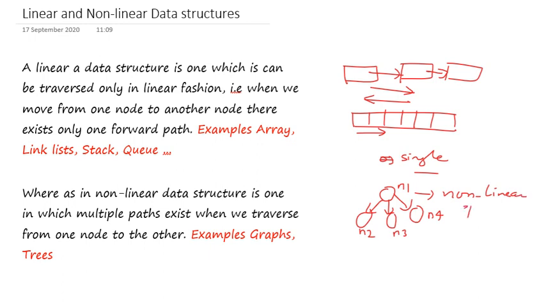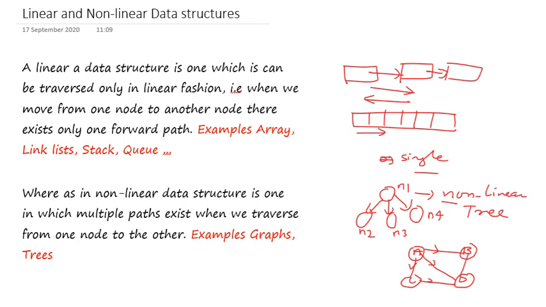So this is an example of a tree. Similarly, we have graphs also. Say this is one node you have, node A. From here you can go to node B, you can also go to node C, and you can also go to node D. And then from C we can go to A, we can go to D. From B we can go to D, we can go to A. This is how we have multiple paths. So from A I have 3 paths, from C I have 2 paths. This way it is a non-linear data structure.